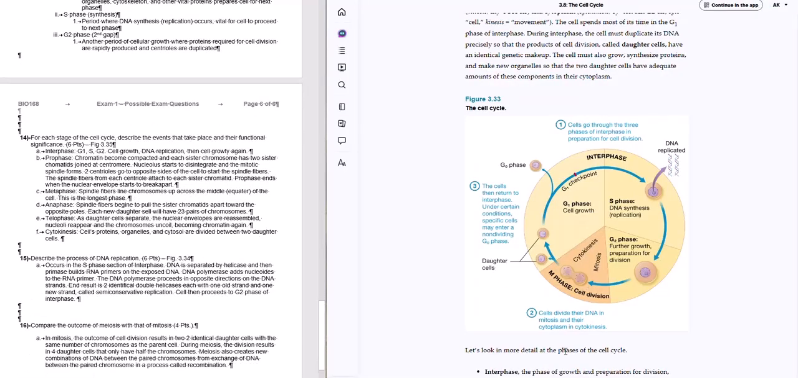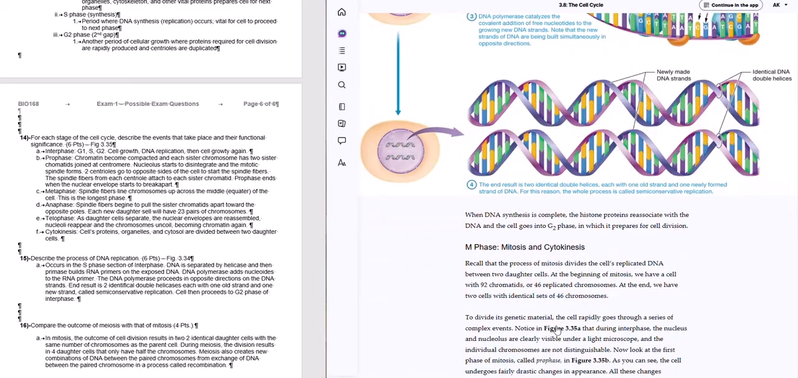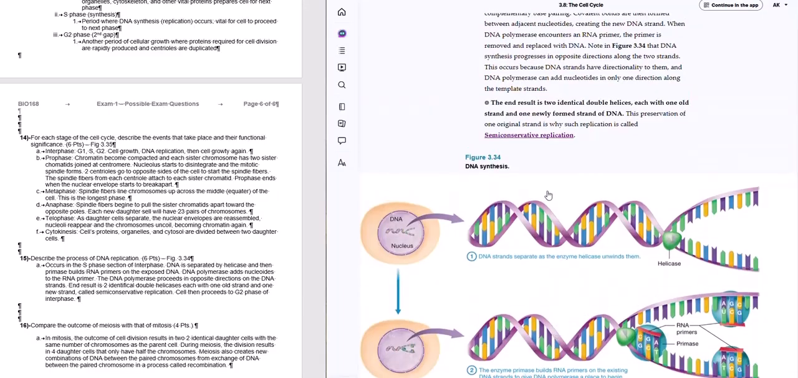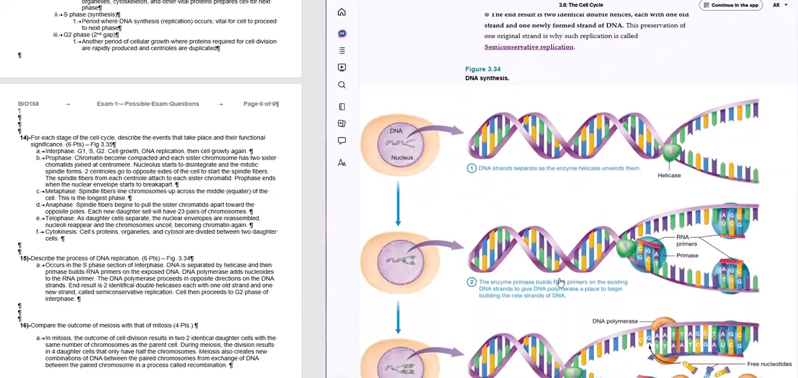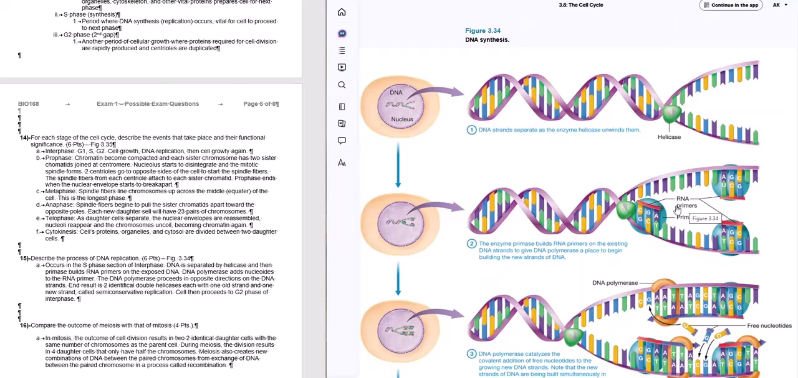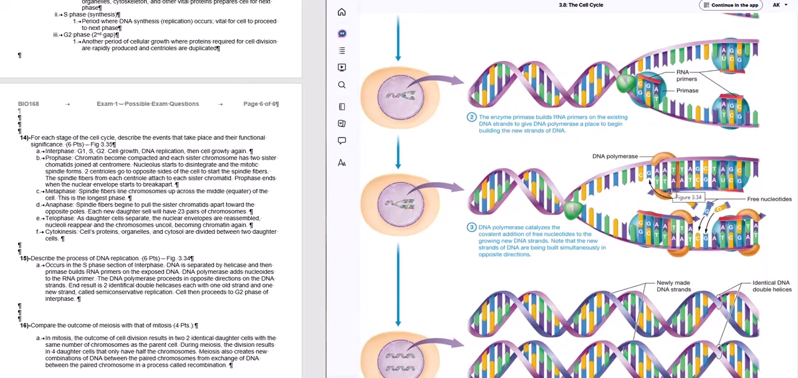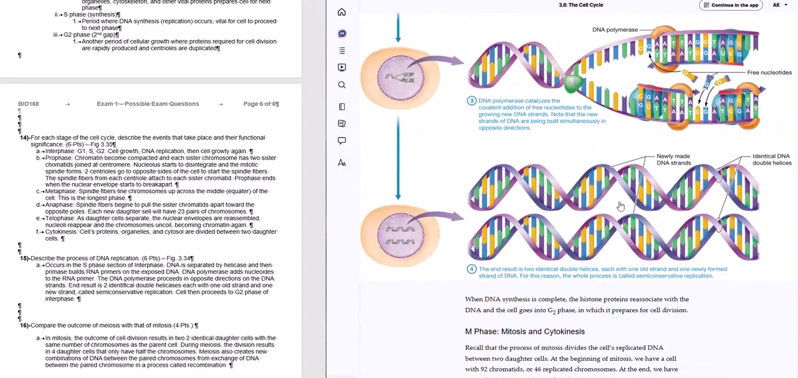And then with questions 14 and 15, DNA synthesis is described in Figure 3.34. Helicase unwinds, primase lays down the primer, DNA polymerase comes in, lays down the nucleotides, and goes along both strands. We have a leading and lagging strand, and at the end, your 2 new strands are semi-conservative. So there's semi-conservative replication, where each new strand is made up of 1 old, 1 new, so you have built-in proofreading with that. So that's question 15, Figure 3.34.